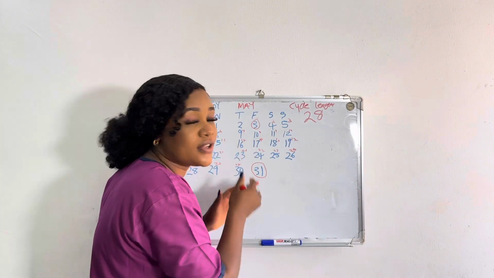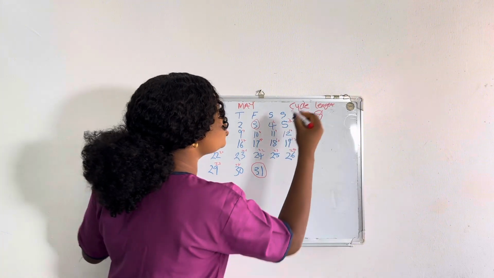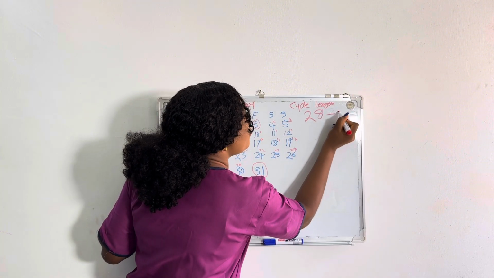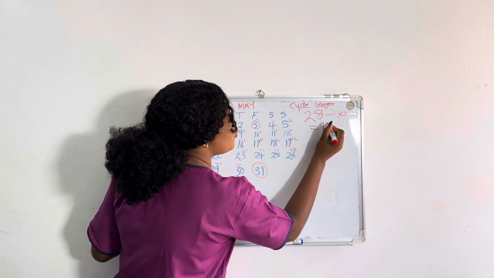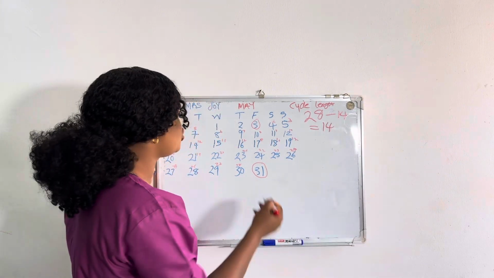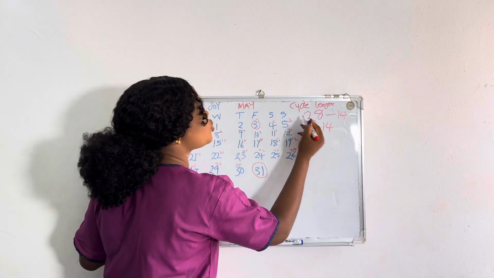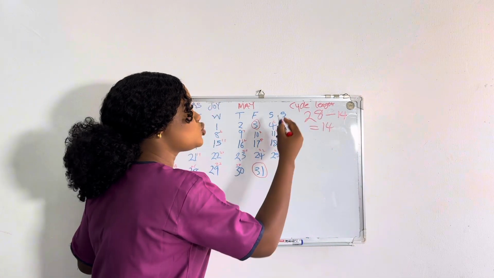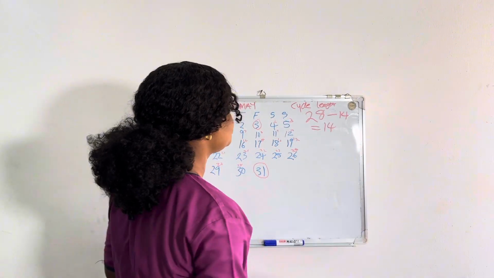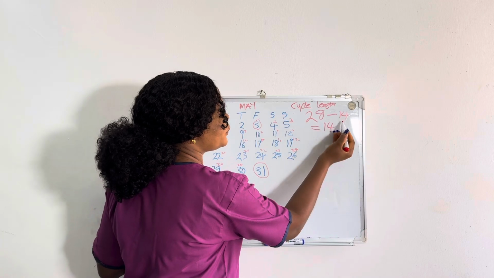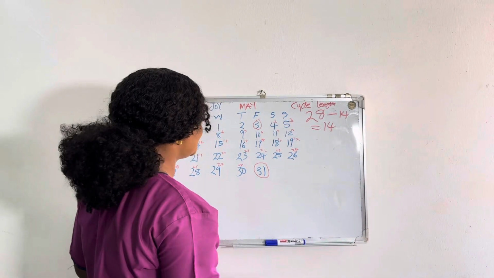And to know Mrs. Joy's fertile window, fertile period, we are simply subtracting 28 from 14. And this is giving us 14 days. If, for example, Mrs. Joy's cycle length happens to be 27, I will subtract 27 from 14. If it's 25, I'm subtracting 25 from 14. So when we subtracted 28 from 14, we have 14. So this 14, I'm going to count 14 days.